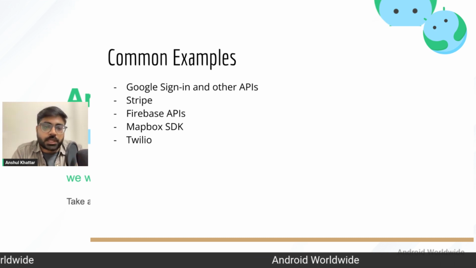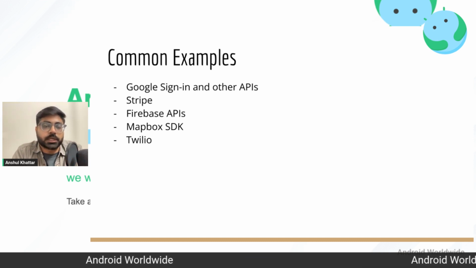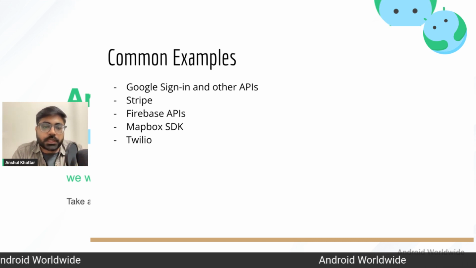Other common examples are Stripe as a payment gateway. Then we have Firebase APIs for authentication, real-time DB, and many more. Mapbox SDK can be used for integrating map-related services, and Twilio as a messaging service.